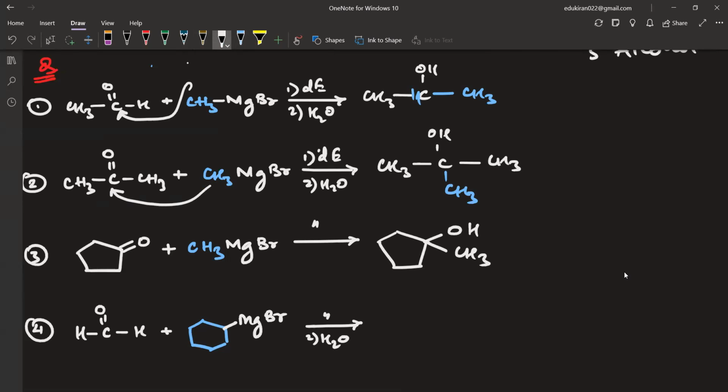In the fourth case, we have here carbon. This is the Grignard reagent. So actually, this Grignard reagent will be like this. It will attach to this carbon atom, which is having 2 hydrogens, and then it will have OH. So this is the product that we will be forming here.